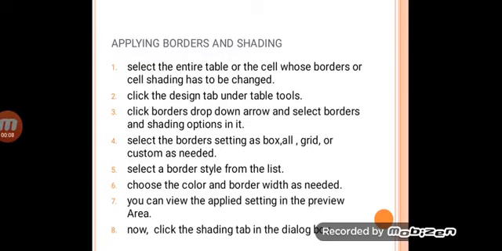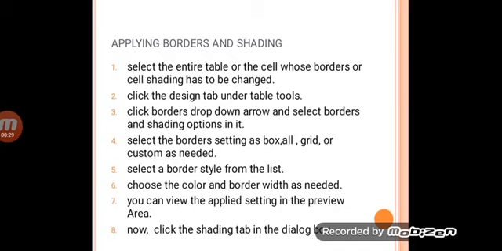Select the entire table or cell whose border or cell shading has to be changed. Step 2. Click the Design tab under the Table Tools. Then click the Border drop down arrow and select the Border and Shading option in it.